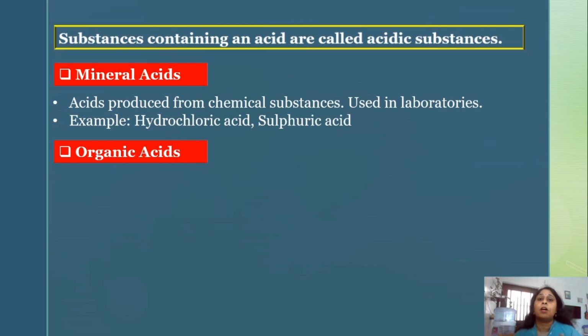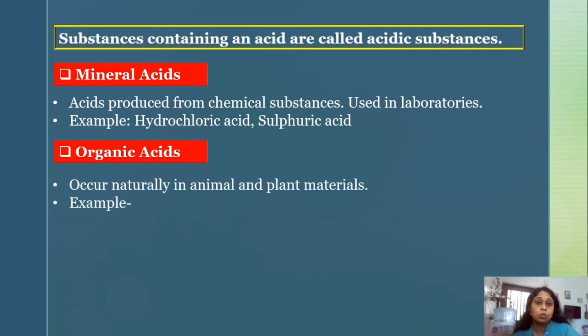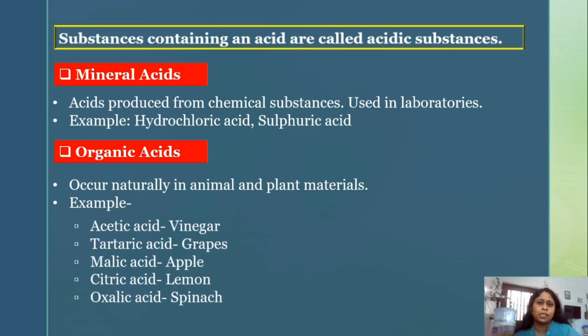Then the next one is organic acids. As the name suggests, organic means produced from plants and animals. Now what are the examples? They are seen in your kitchen, right? Vinegar contains acetic acid. Grapes and tamarind have tartaric acid. Lemon has citric acid, spinach has oxalic acid, and apple has malic acid. So these are all organic acids found in food.